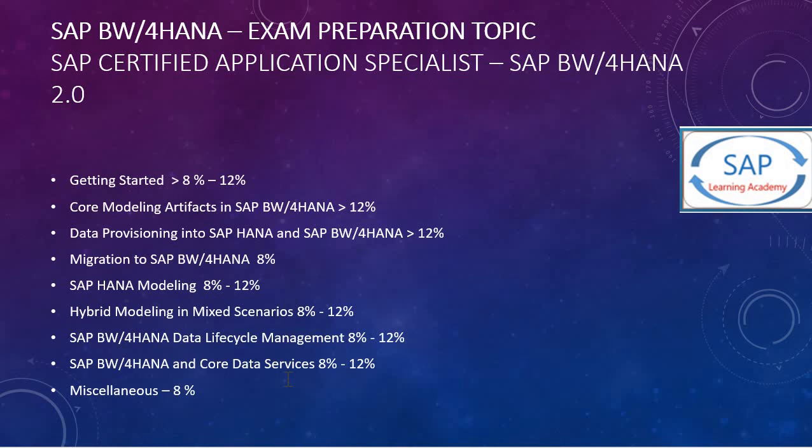And the last part is the miscellaneous, and here I want to put all the remaining topics. Those are not very important but have a good importance in BW4HANA. Like if I talk about HAP, or all kinds of authorization concepts, those will be put into this miscellaneous.